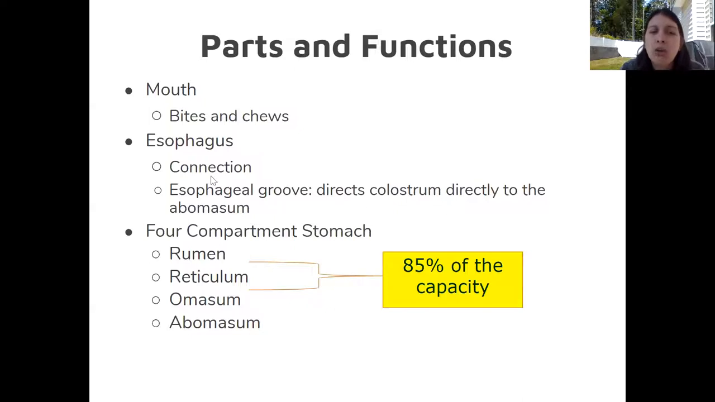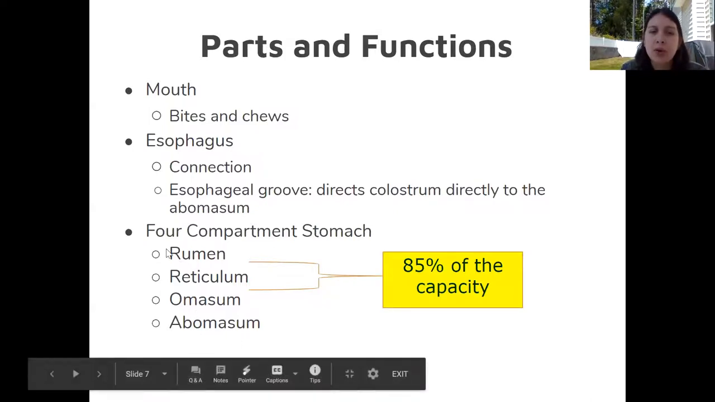So if it's all liquid, that esophageal groove catches it and sends it directly to the last part of the animal's stomach, because the other parts are there for digesting food. If it's not technically food, if it's just a liquid, it doesn't need to be digested and broken down. So the esophageal groove catches the colostrum or the mother's milk and sends it directly to the last compartment of the animal's stomach, the abomasum.